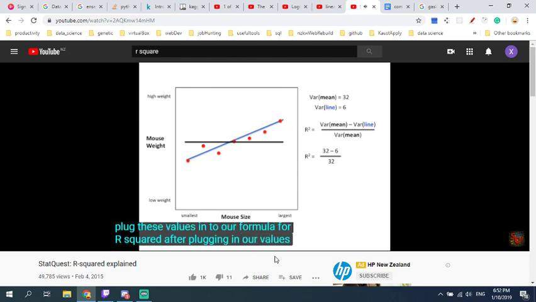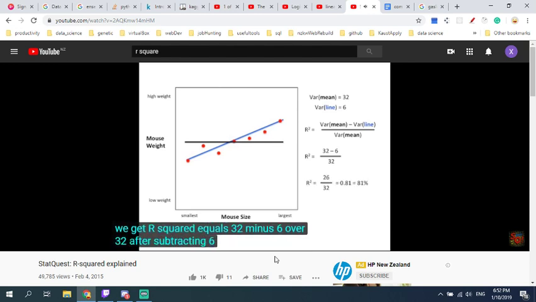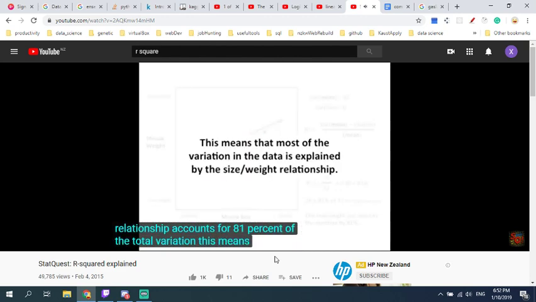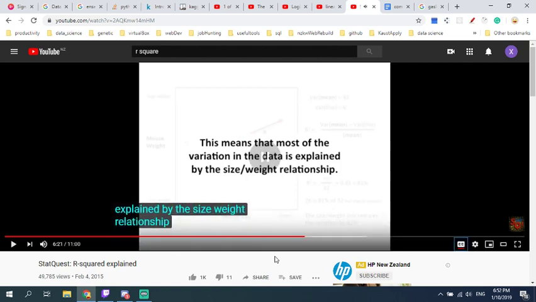After plugging in our values, we get R squared equals 32 minus 6 over 32. After subtracting 6 from 32, we get 26. Doing the division, 26 divided by 32 gives us 0.81, or 81%. This means that there is 81% less variation around the line than the mean. In other words, the size-weight relationship accounts for 81% of the total variation. This means that most of the variation in the data is explained by the size-weight relationship.